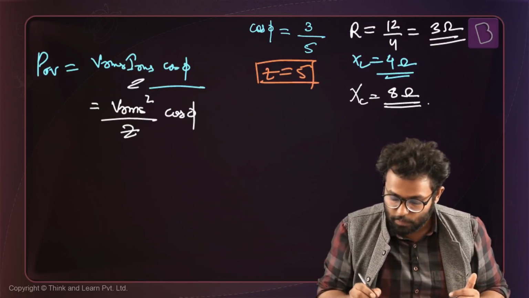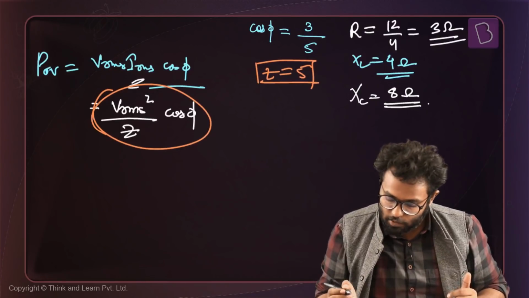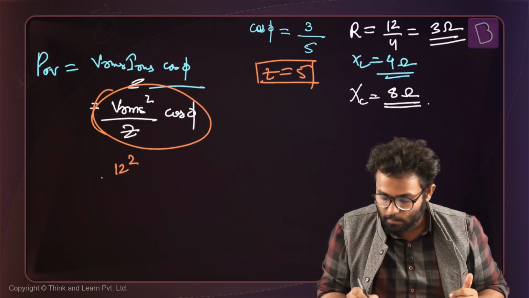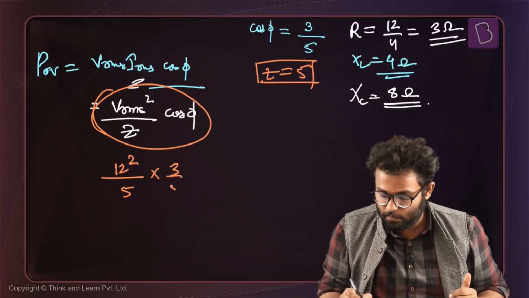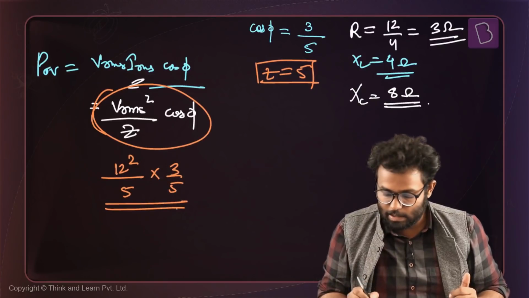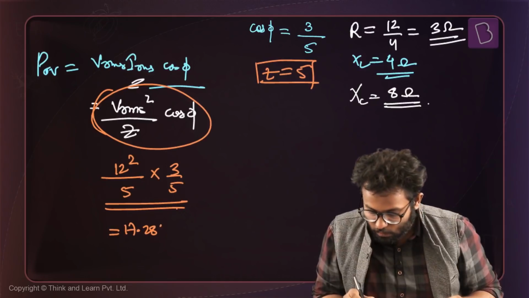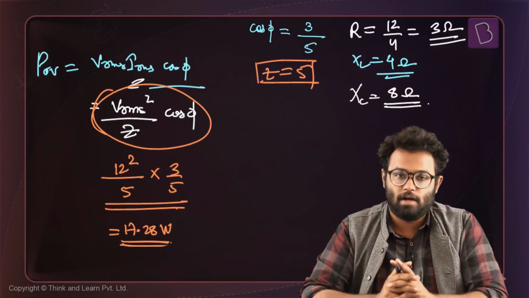So I can get my average power from this equation that we had found. Let me do it here. Average power equal to Vrms square, which is 12 square, by Z, which is 5, times cos phi, which is 3 by 5. Okay. When you calculate that, you get that to be equal to 17.28 watt. Okay. And that is the right answer.